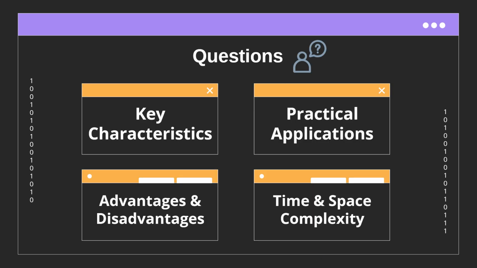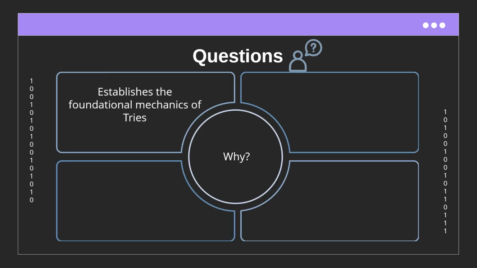These are the questions that we asked the chatbot, mainly about its key characteristics, practical applications, advantages and disadvantages, and time and space complexity. For key characteristics, it establishes the foundational mechanics of tries. Why does it matter? Without understanding the core structure, like nodes, edges, hierarchical organization, and properties, we cannot grasp how tries work. The questions around key characteristics also explain why tries are uniquely suited for string operations.